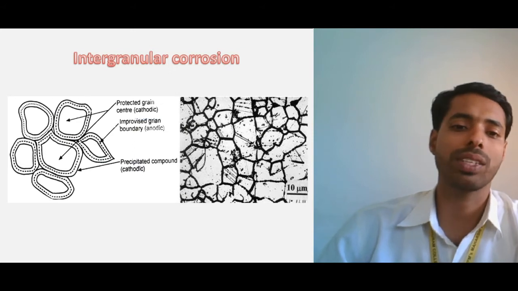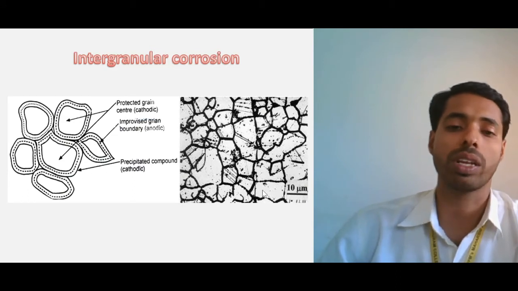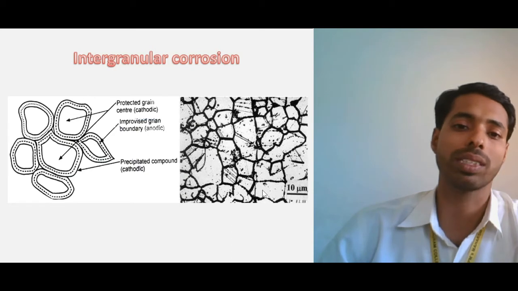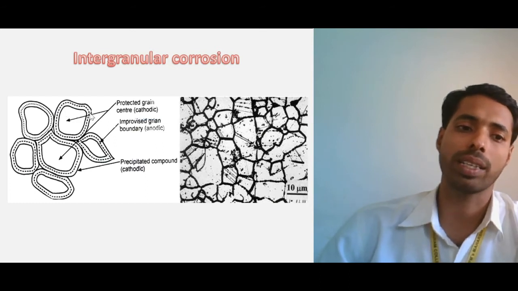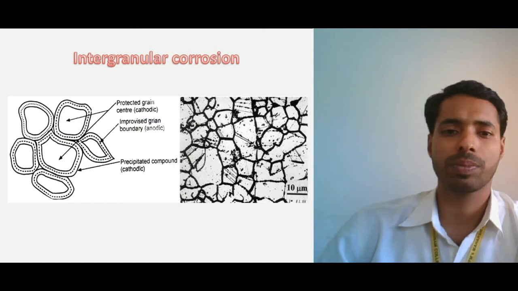And here is the actual spectroscopic view of such intergranular corrosion that we can observe at microscopic scale. In this case, of course, corrosion will start on the anodic boundaries and the metal will get dissolved, and the grain boundaries which are cathodic will get protected.